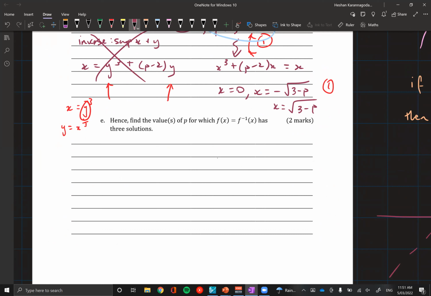Okay, so this is very similar to our question in the previous part. We want to find the parameter value for a certain number of solutions. And again, you might be confused because we're already given 3. We have x equals 0, x equals negative square root of 3 minus P, and the positive square root of 3 minus P as well. So what's the catch? We're already given 3 solutions.